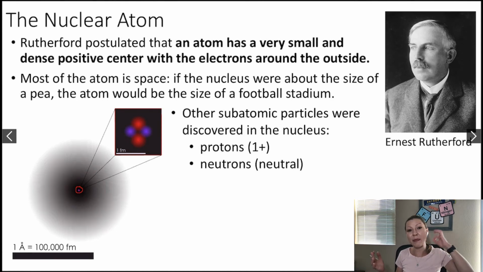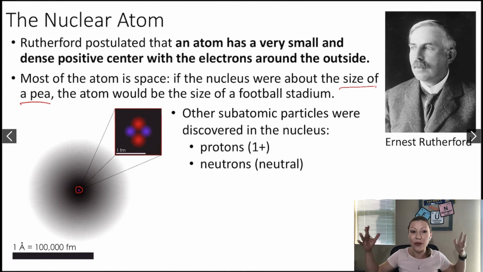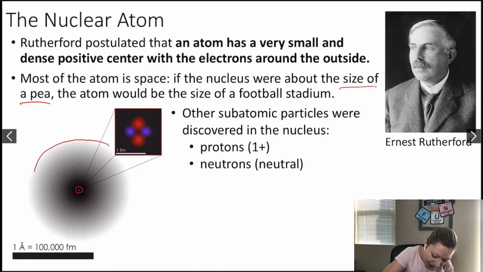If you imagine that the nucleus is the size of a pea, then an atom would be the size of a football stadium. So this is basically just the parts where the electrons are distributed.